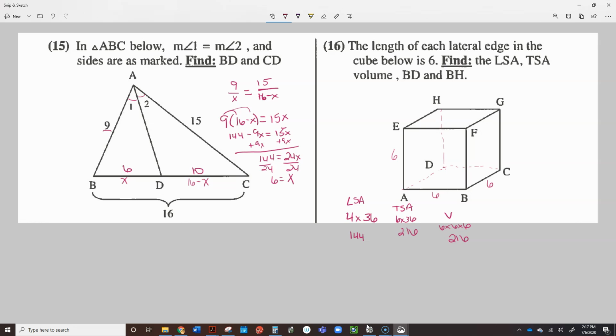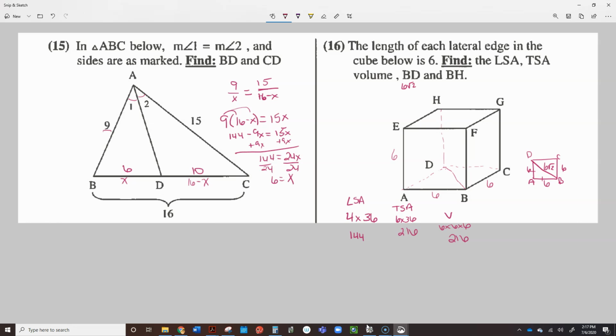So the only thing that I haven't found then is BD. Now BD is the diagonal of a square, okay? So we've got this AB is 6, and BC right here, this is BC, it's also 6, and they want me to find BD. Well, this is just a 45-45 triangle. So if this is 6, this is 6, this is 6 root 2. It's a 45-45 triangle. So BD is 6 root 2.